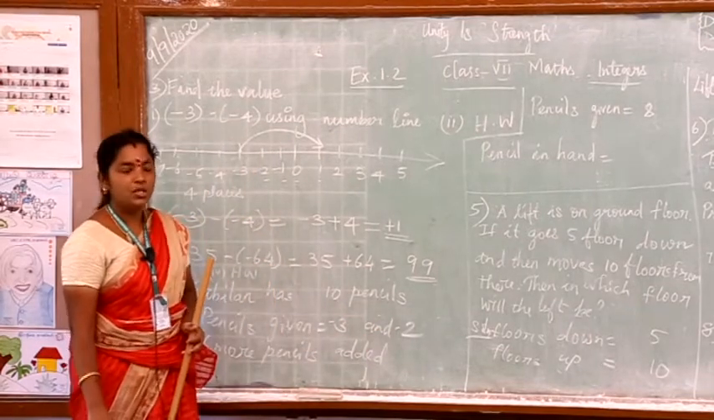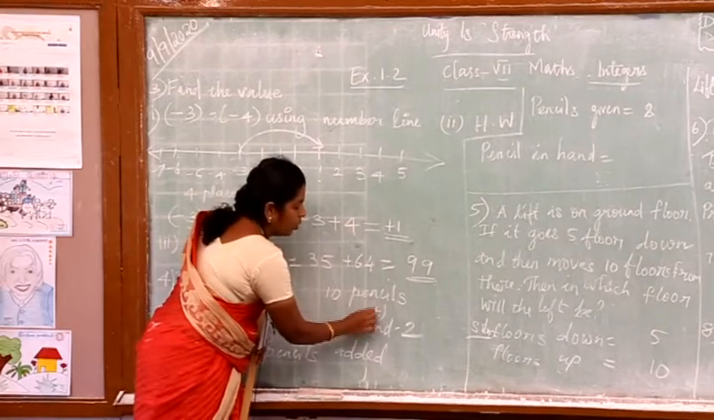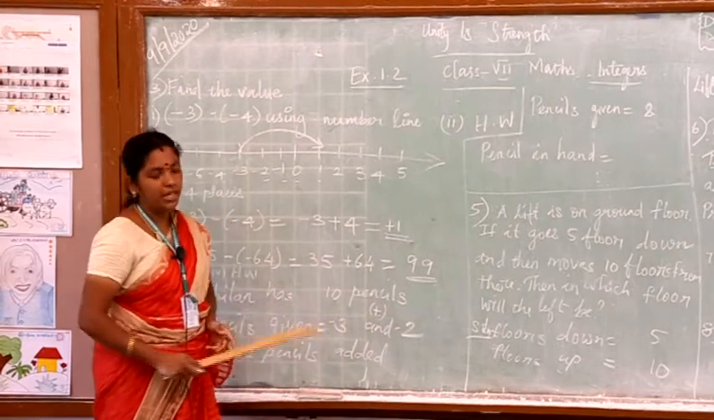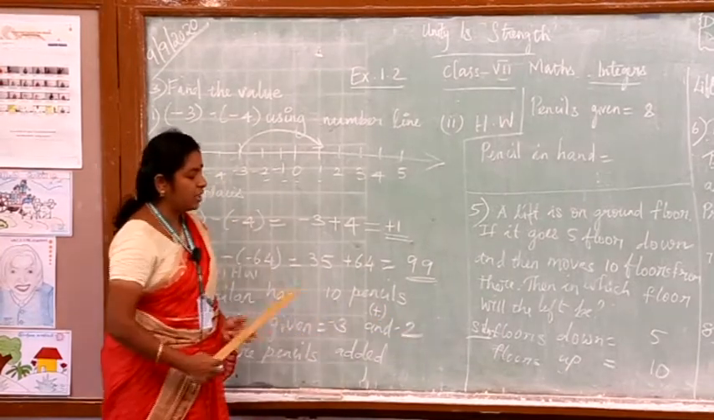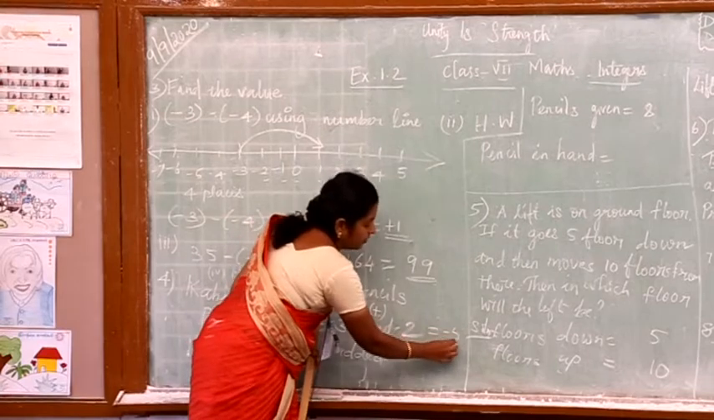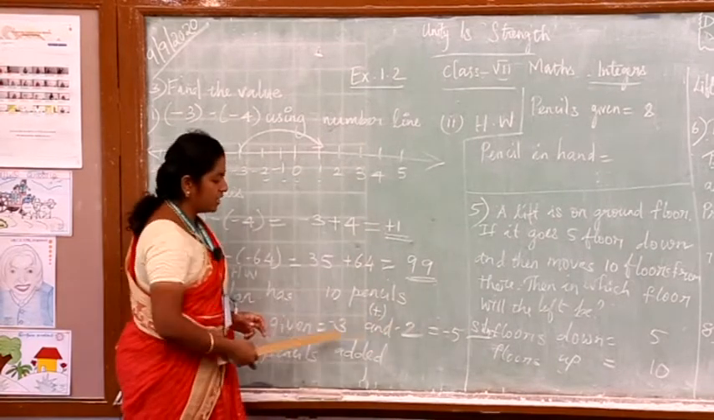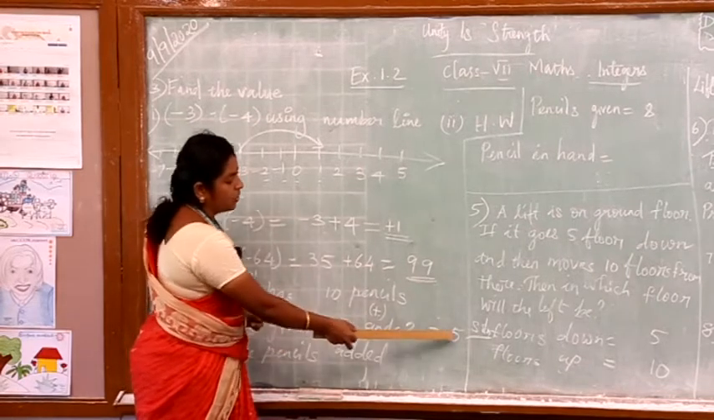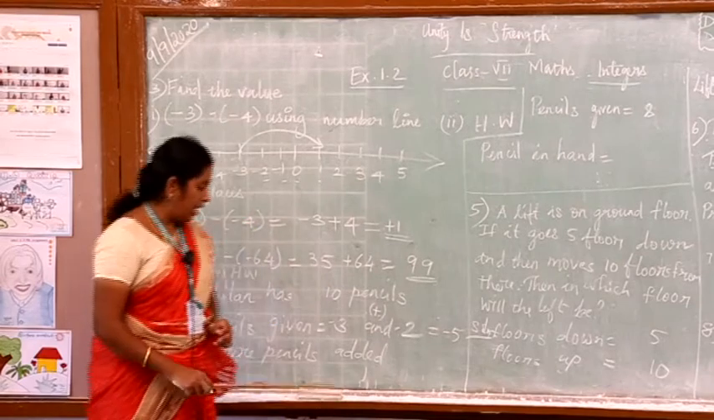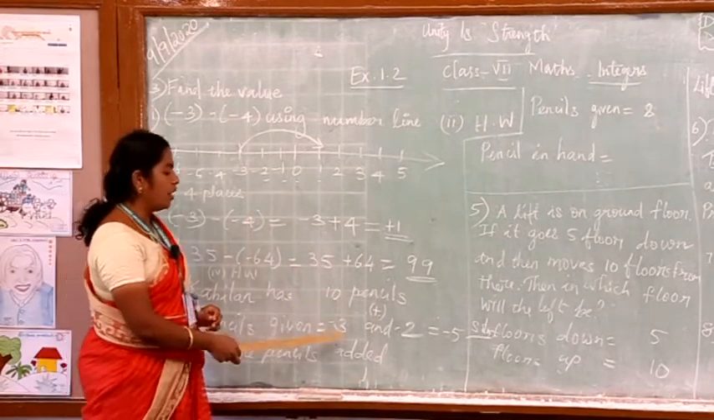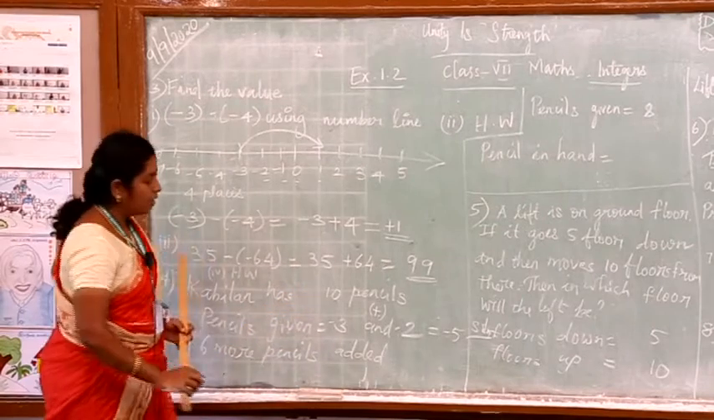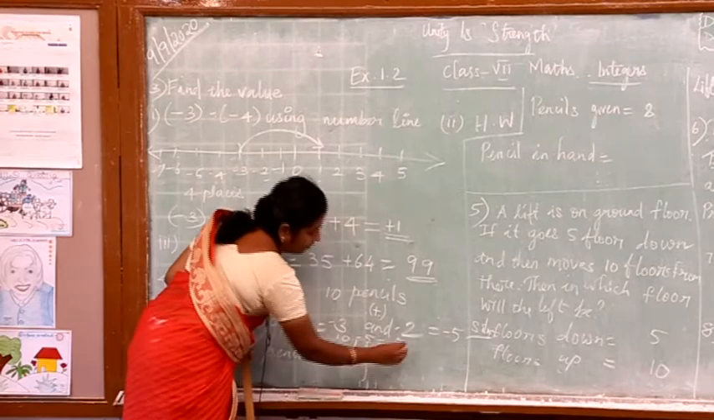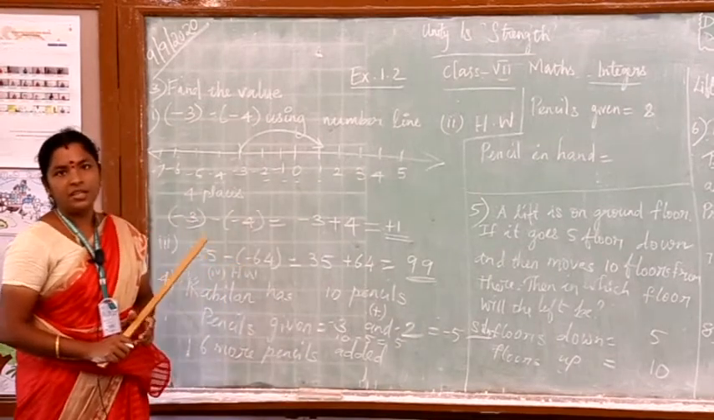So, minus 3 and minus 2, if you go for adding these two, you know, same sign, add and put the same sign. Minus 3 plus minus 2 is equal to minus 5, same sign. We are going to add these two and give the same sign. Okay. So, now we will go for whatever pencils he had in hand. 10 minus 5 is equal to 5. So, now he is having 5 pencils in his hand.